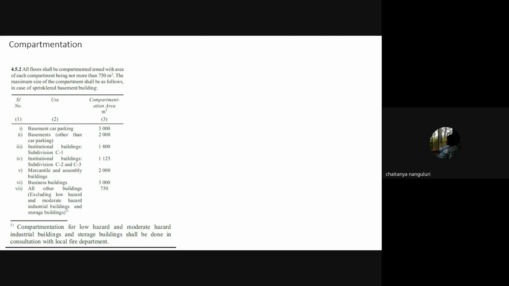It need not be a water curtain system. You can even have fire curtains, which are like a canvas rolled up straight on the top. Whenever there is a fire, it will roll down. Those are called fire curtains. Any one of these is required.